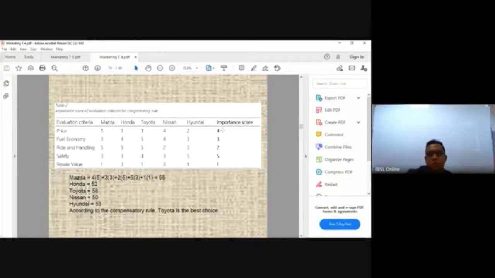So if you think price is of the highest importance, then you give the highest importance to that. If you give the next importance to fuel economy, you can give the next highest weightage to that. But if you think design is of the lowest importance, then you give 1 mark, 1 weightage, for design.